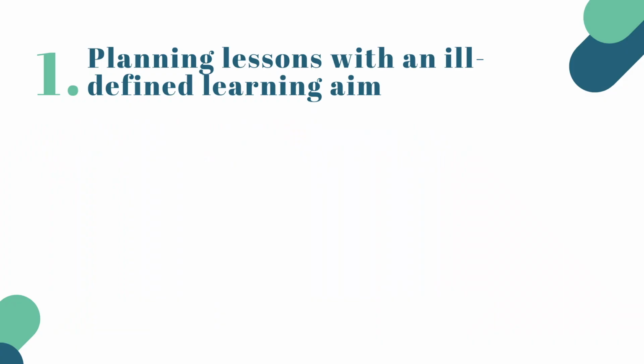Now, the first mistake I've encountered is planning lessons with an ill-defined learning aim. I'm not sure about you, but I often see questions on social media from teachers such as, I want to do a lesson on war, does anyone have any ideas? Or perhaps, does anyone have a scheme of work on bullying? Now, these questions are absolutely fine, but the problem is that they don't reveal anything about what the student should be learning within the lesson.